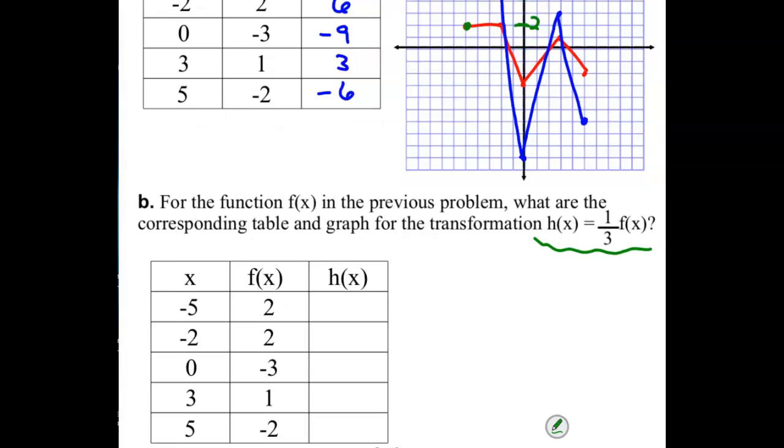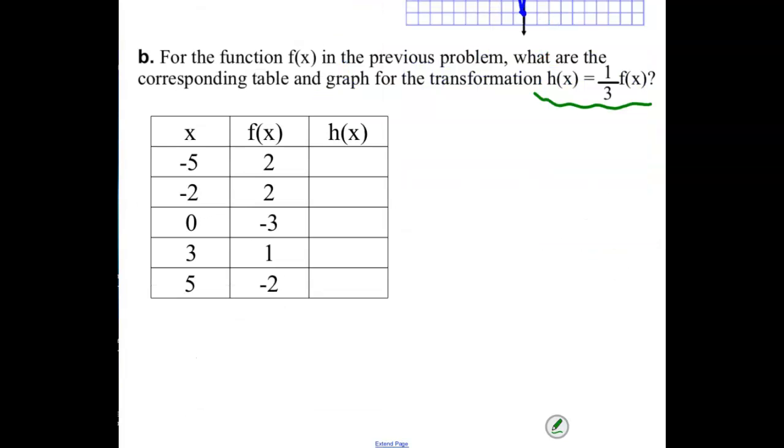So in terms of our table, what that would look like, 2 gets divided by 3, right? 1/3 of it. Same thing here. 1/3 of -3 is -1. 1/3 of 1 and 1/3 of -2. Okay, we're just multiplying all of our y coordinates by 1/3.